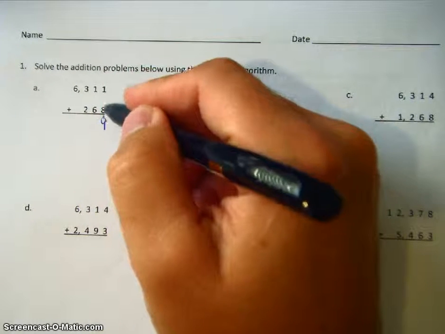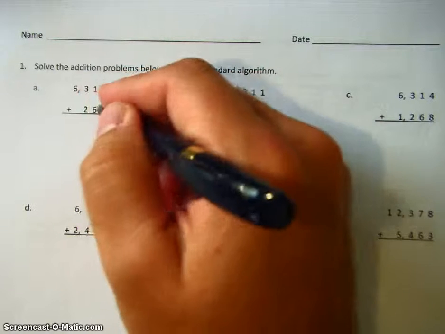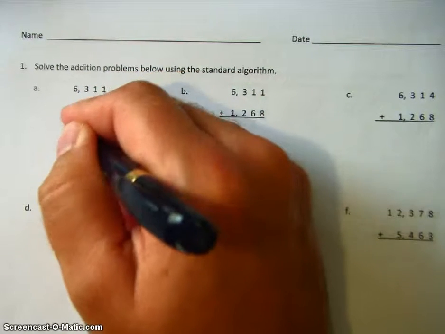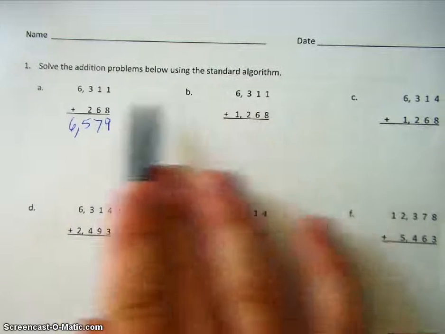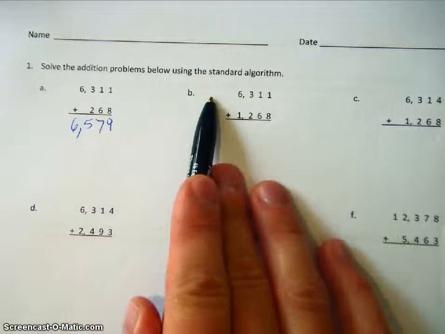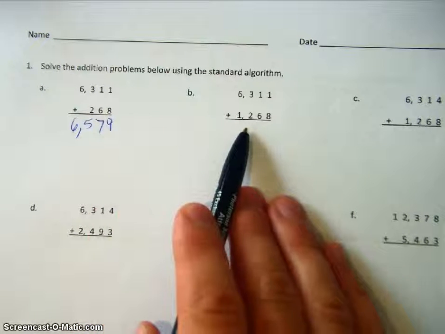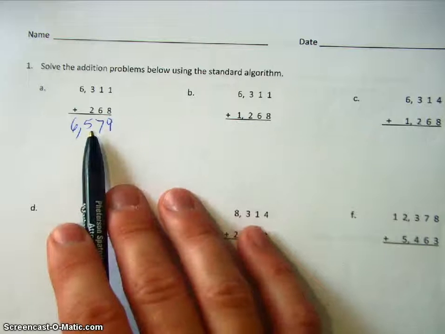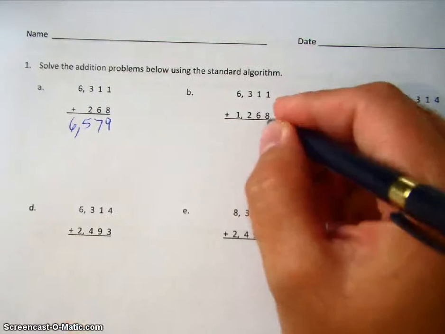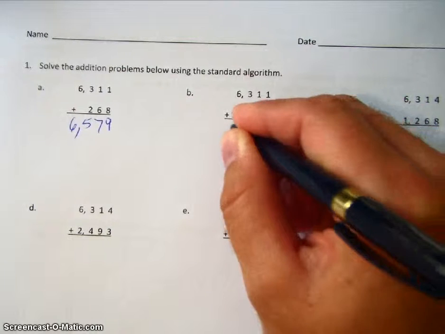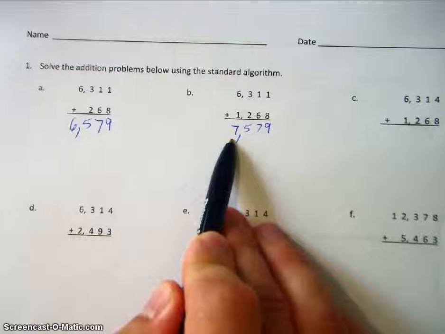So we start with our lowest place, in this case the ones place, and work our way right to left. Okay, and as we go through and add them up, we get 6,579. Now if we look at letter B here, we see that we're starting with 6,311, but our second addend has gone up by exactly 1,000. So when we go to add, we should expect our answer to also go up by that same 1,000. So again, start with your ones place, and you'll see that our sum has increased by 1,000.